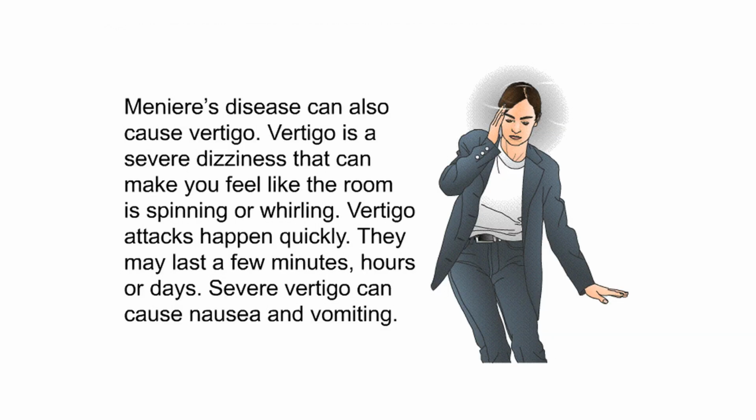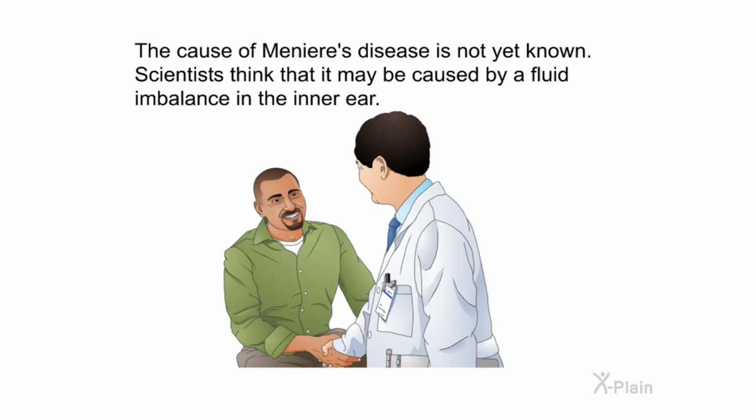Meniere's disease can also cause vertigo. Vertigo is a severe dizziness that can make you feel like the room is spinning or whirling. Vertigo attacks happen quickly. They may last a few minutes, hours, or days. Severe vertigo can cause nausea and vomiting. The cause of Meniere's disease is not yet known. Scientists think that it may be caused by a fluid imbalance in the inner ear.